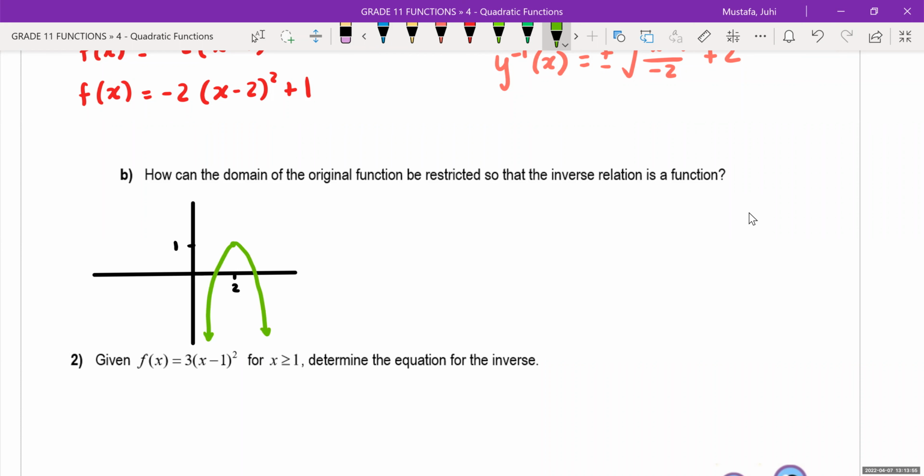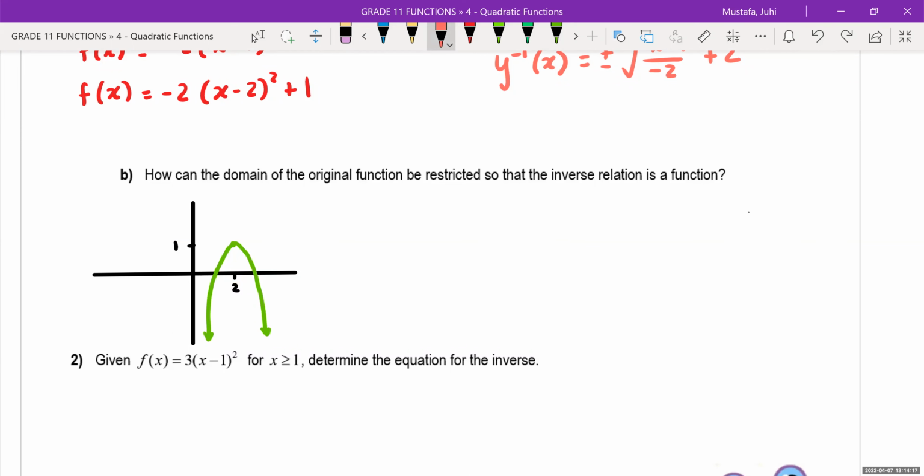By the way, if the original parabola is opening down, which way is the inverse going to be opening? To the left, right? Down, left. So without even doing anything, I know the shape of the inverse is going to look something like that. It's going to open to the left. Okay, but that's not what the question's asking.